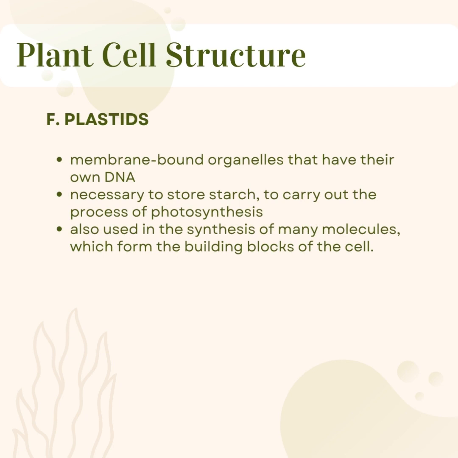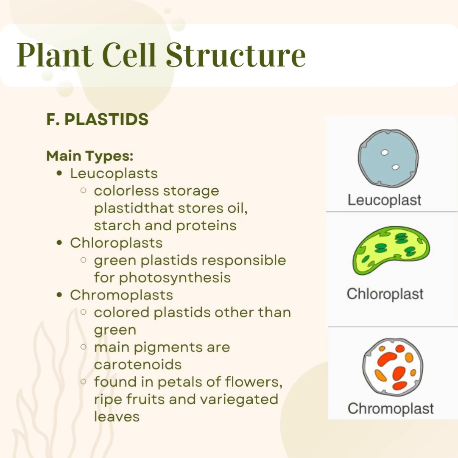Plastids. Plastids are membrane-bound organelles that have their own DNA. They are necessary to store starch and to carry out the processes of photosynthesis. They are also used in the synthesis of many molecules which form the building blocks of the cell. There are three main types of plastids.